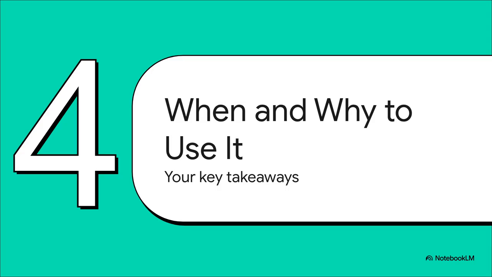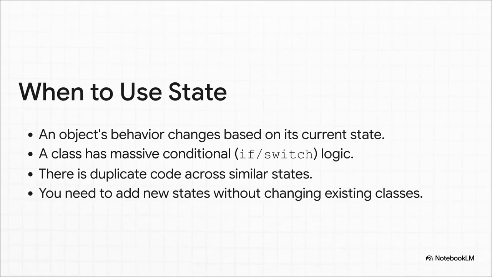So now you've seen the how. Let's get down to the when and the why. When should you actually reach for this pattern in your own code? What are the telltale signs? Well, the biggest red flag is when you have an object that behaves dramatically differently based on its current state. If you open up a class and you have to scroll for what feels like an eternity past a giant switch statement that's checking for state, ding, ding, ding, that's your cue. It's also a fantastic choice if you anticipate adding new states in the future, because you can just add a new state class without ever touching the ones that are already working perfectly.